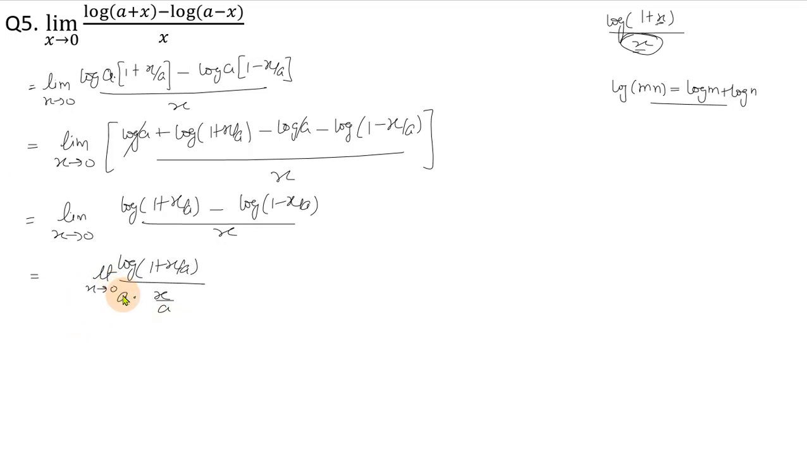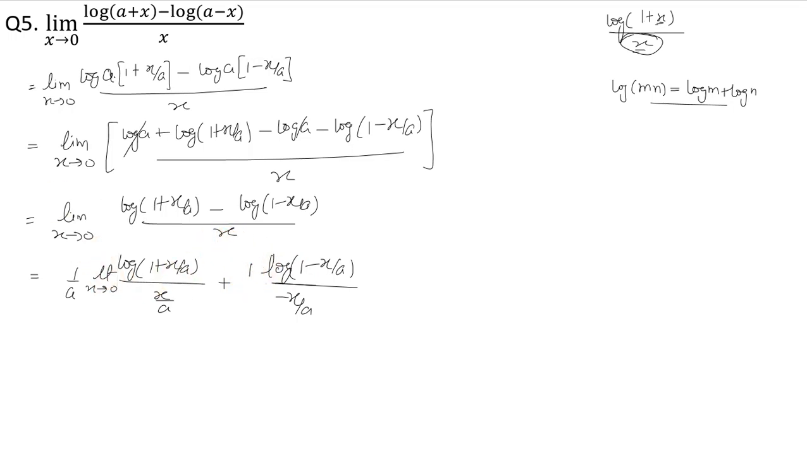Now this a is written in front, so I am removing it from here and writing it in front like 1 upon a. And now see, if we have log 1 plus x, we should have x here, but this is log 1 minus x upon a, so again we should have minus x upon a here. So I multiply and divide by a negative sign, so this sign changes. Again log of 1 minus x upon a upon minus x upon a, and 1 upon a here. So you can take 1 upon a common.